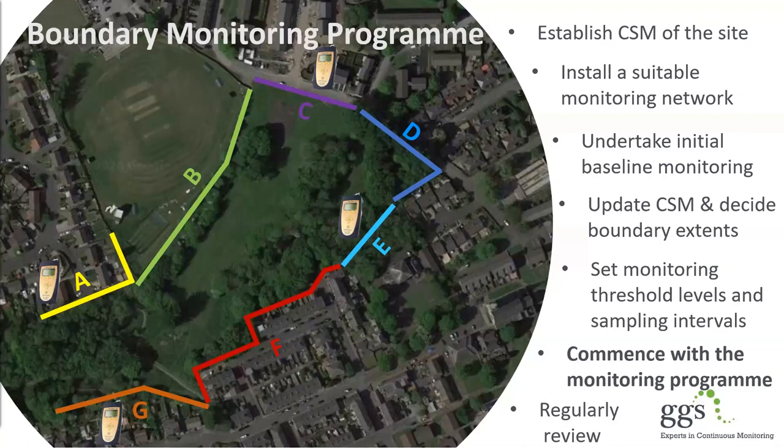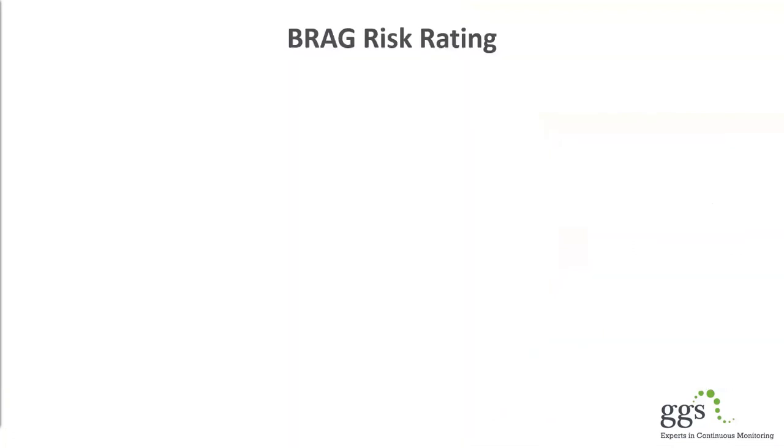And then we go and do the monitoring. From that, we might decide that of those boundaries, we're not too concerned about several of them, and we'll just do those with periodic monitoring. We might decide over at B that it needs doing very infrequently. But we have decided from the CSM in this case that we do need continuous monitoring of two of those boundaries, because we feel that the risk warrants it.